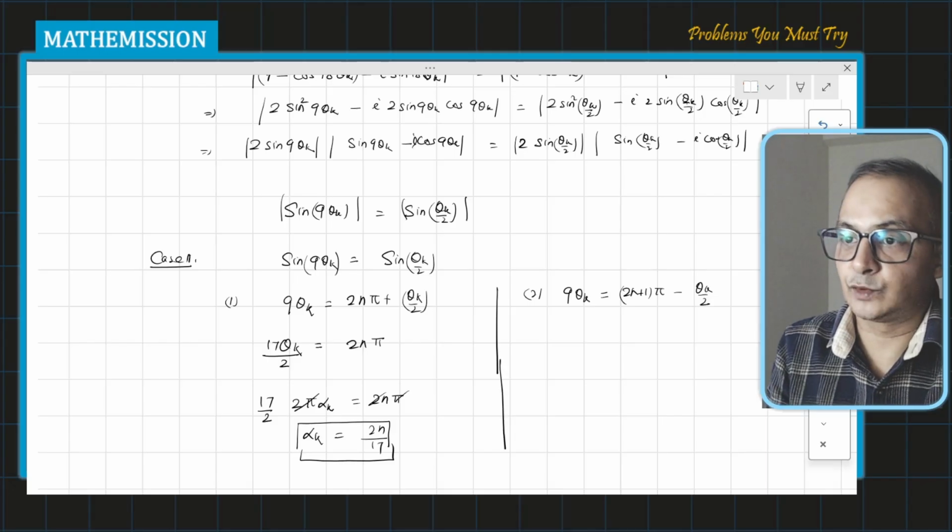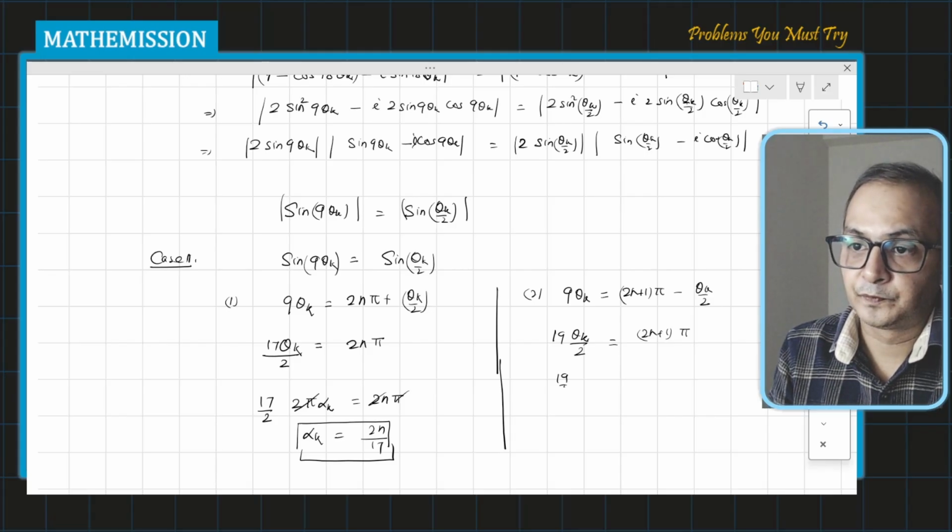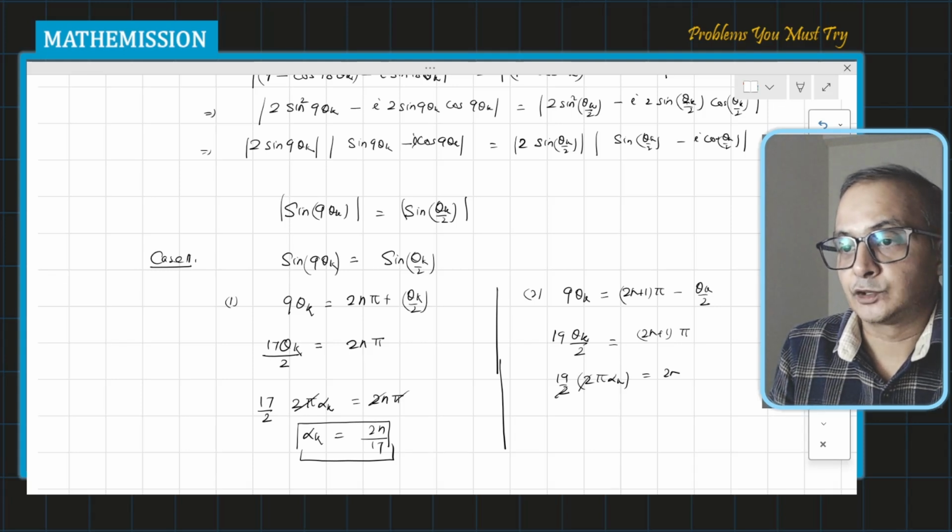Similarly, for this case, you notice this time it will be added, so we get 19 theta k by 2, and that is 2n plus 1 pi. Again, this theta k I am writing as 2 pi alpha k, which will cancel this 2, and so I am getting here that alpha k in this case is the odd pi by 19.